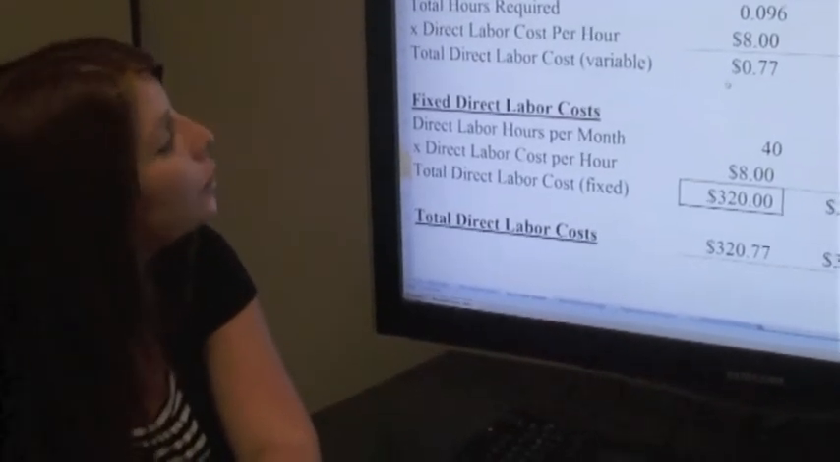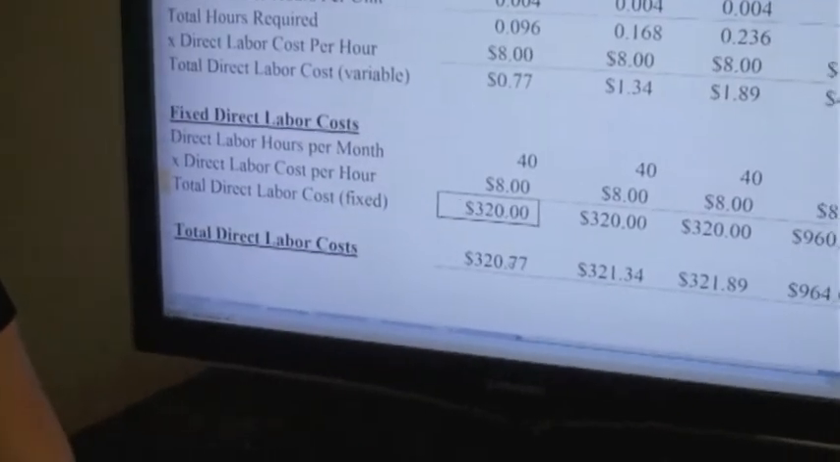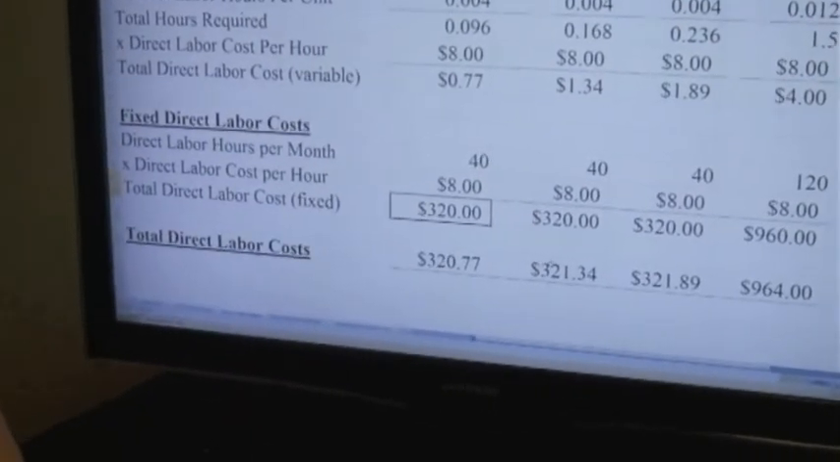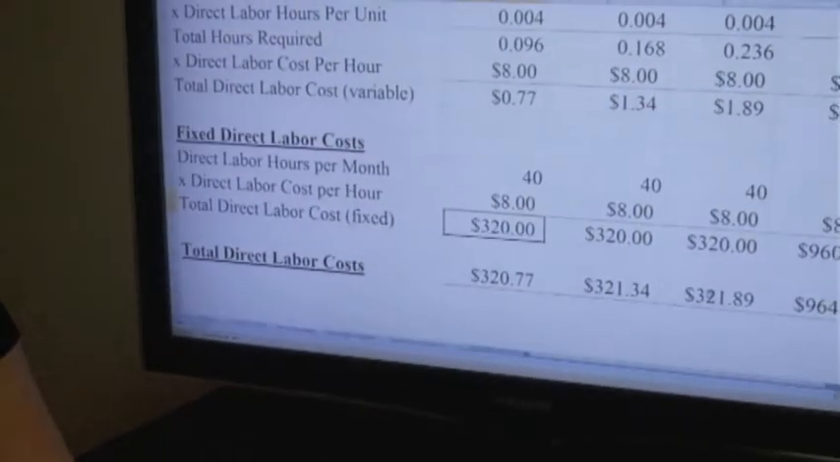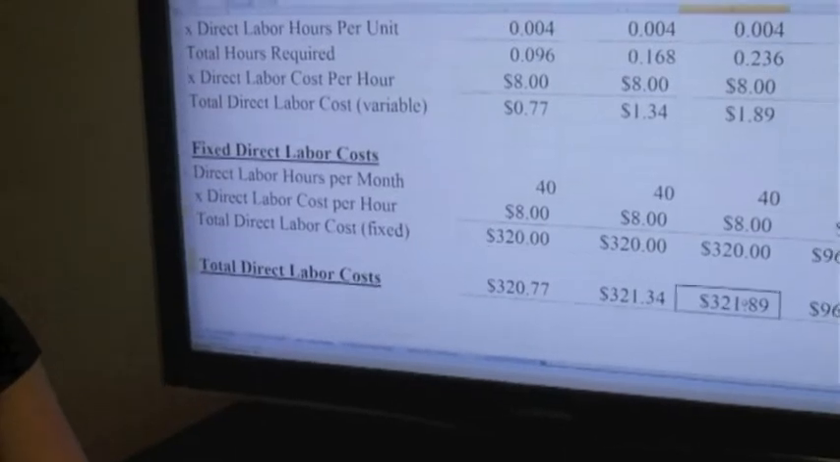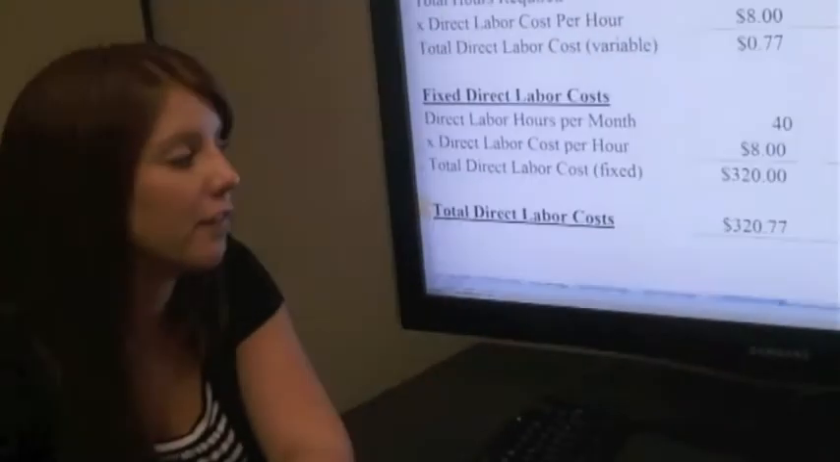So if we add this to the variable labor costs for May, we get $320.77. We get $321.34 for June and $321.89 for July. So if we add our total direct labor costs, both variable and fixed, we get a total of $964 in direct labor.